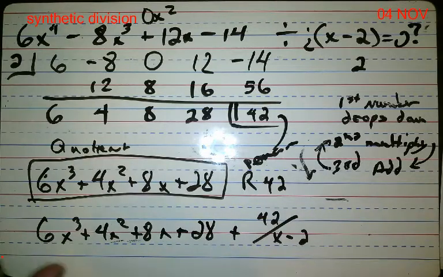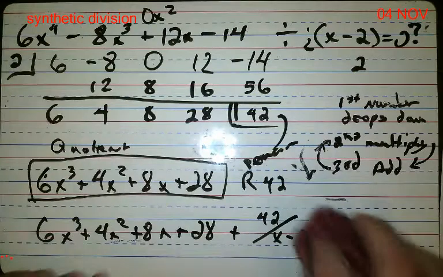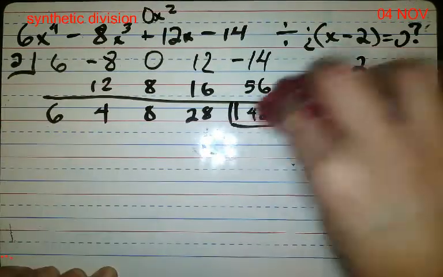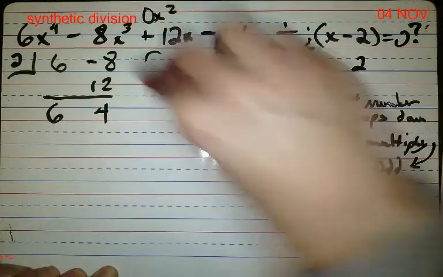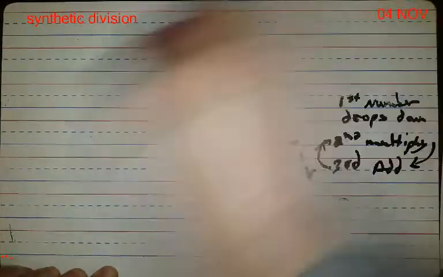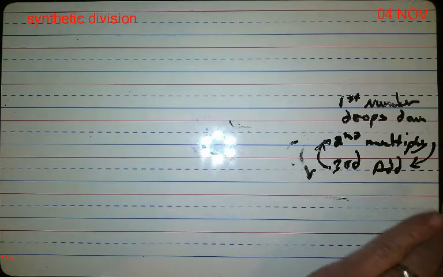All right. So we did synthetic division 3 times. We could do it one more time, couldn't we? I think so. One more time. This is the last one. Here we go.